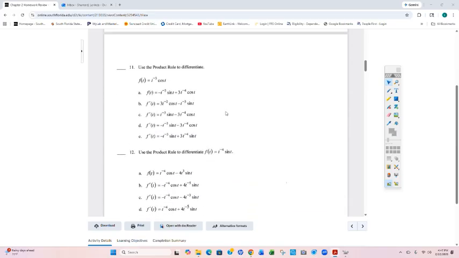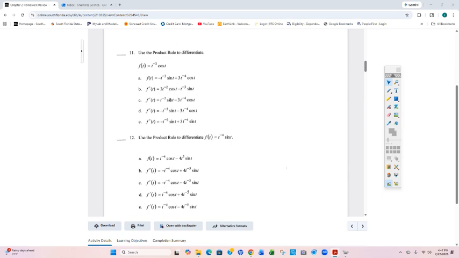Number 11, use the product rule to differentiate f of t equals t to the negative 3 cosine t. So t to the negative 3 times cosine of t. A, f of t equals negative t to the negative 3 power sine t plus 3t to the negative 4 cosine t. B, f prime of t equals 3t to the negative 2 cosine t minus t to the negative 3 sine t.